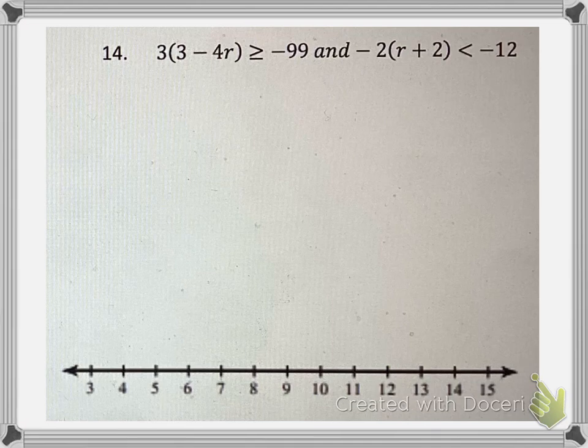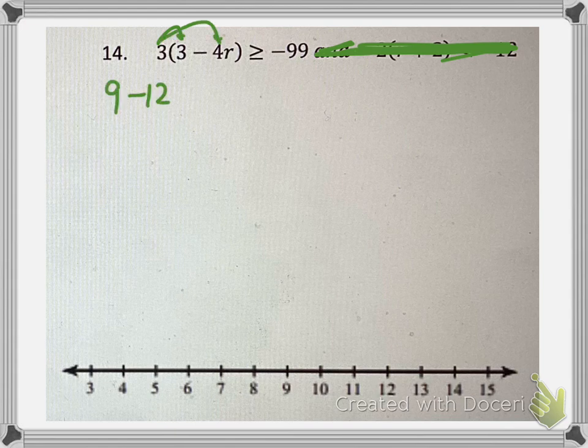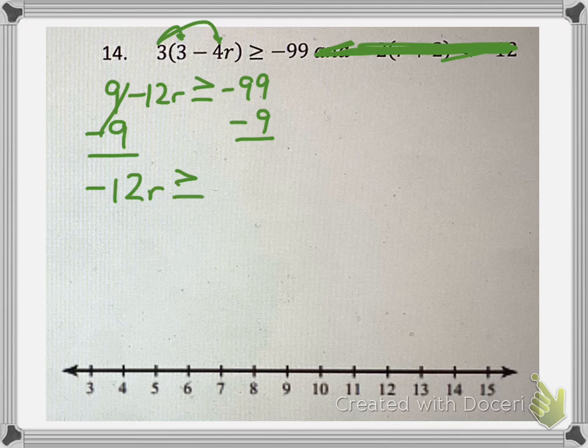And our last one. Okay, now look at this one. It says and in the middle, which means they could come together. They will come together. So I'm going to do my first statement, but I'm not going to use any of this stuff here. Okay, so we're going to distribute. 3 and 3 is 9. And here, it's a negative 12r greater than or equal to 99. I'm going to subtract 9 from both sides. That's a negative 12r is greater than or equal to what? Negative 108.